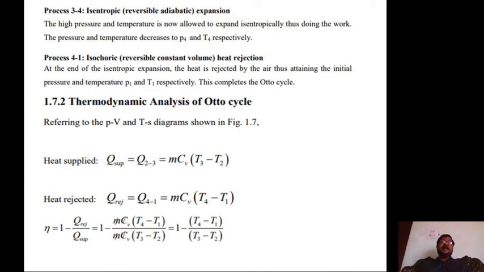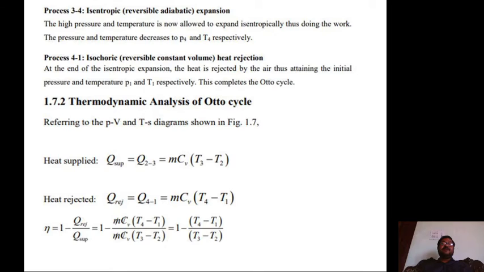Coming to the analysis of the Otto cycle, referring to the PV, TV and TS diagrams, heat supplied is equal to Q2 to 3. Q2 to 3 is mCv (T3 minus T2) because it is constant volume heat addition. T3 is the higher temperature minus the lower temperature. Delta T you must always take as positive, meaning there is no negative temperature difference.